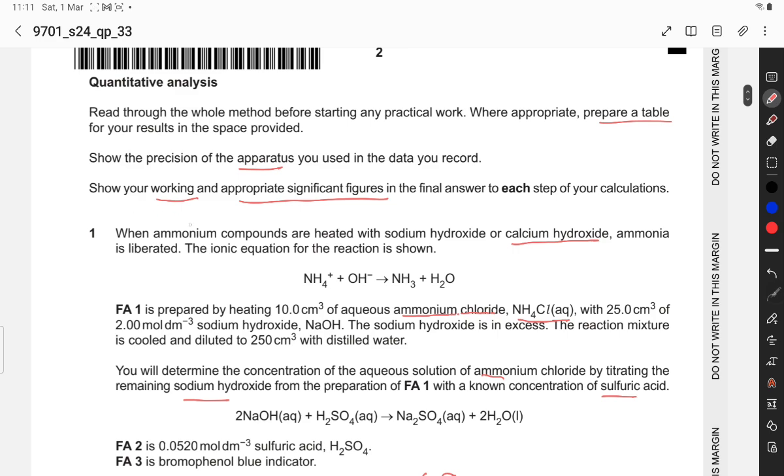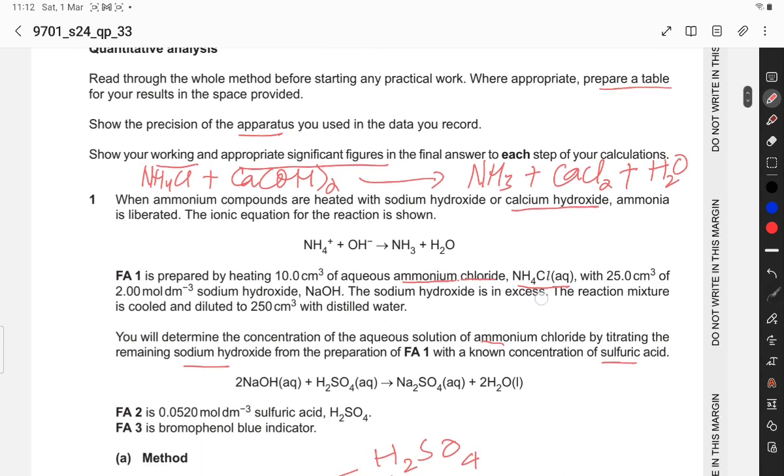We know that when any ammonium salt, like ammonium chloride, reacts with calcium hydroxide, it forms ammonia gas plus calcium chloride and water. So this is the exact chemical equation when any ammonium salt reacts with calcium hydroxide. So this is the ionic equation for this reaction.